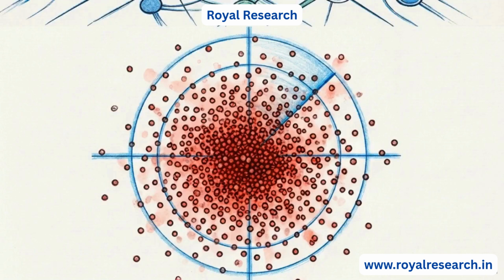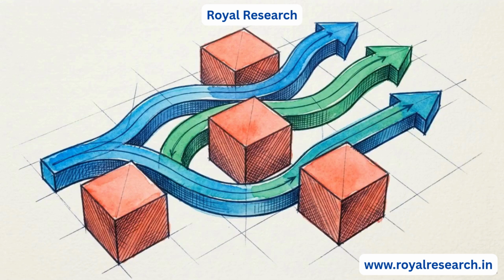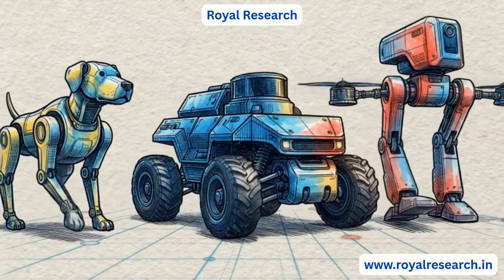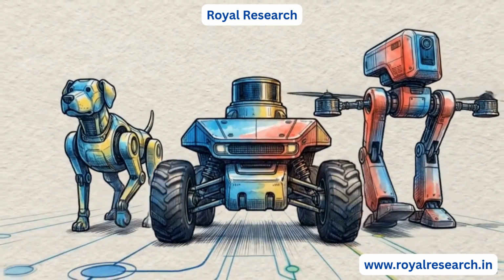Robust navigation results from probabilistic localization, persistent spatial mapping, and cost-weighted trajectories. Understanding this architectural framework allows Royal Research to deploy complex autonomous behaviors across a wide range of physical robotic platforms.